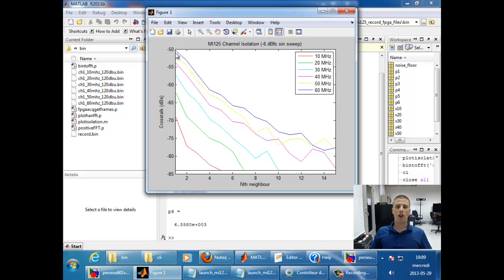And so here, for the highest frequency at which we have run the test, which was 60 megahertz, the amount of crosstalk for the first neighbor was roughly 61 dBs, while as you get further on the board, the second neighbor, the third neighbor, fourth neighbor, down to the 15th neighbor, so between channel number 1 and channel number 16, the crosstalk at 60 megahertz will go down somewhere between 75 and 80 dBs.